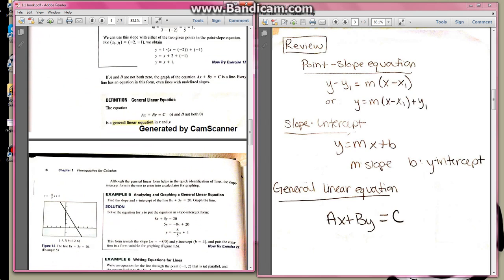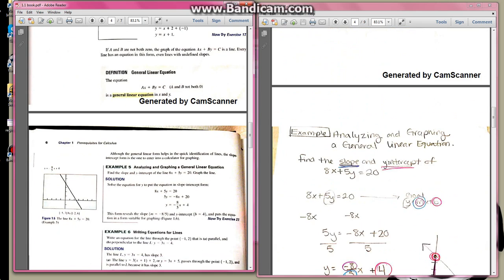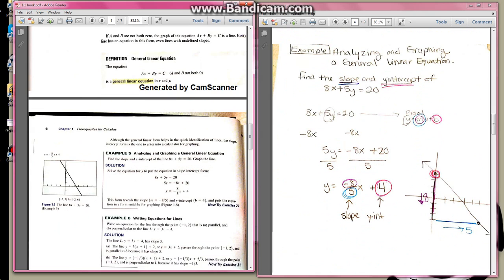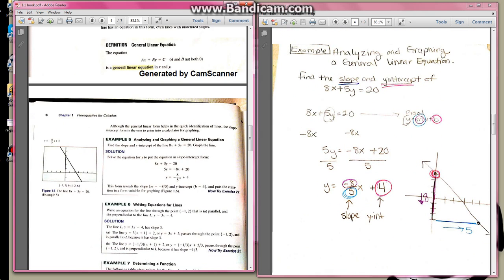I'm going to go over example 5. Okay, here we go. It says to find the slope and the y-intercept of 8x plus 5y equals 20. So it's given to you in general equation form. Move this stuff around. You can follow my work here. I just moved over the 8x to get y by itself, because y equals mx plus b. That's the form we want. Our goal is to put it into slope-intercept form.